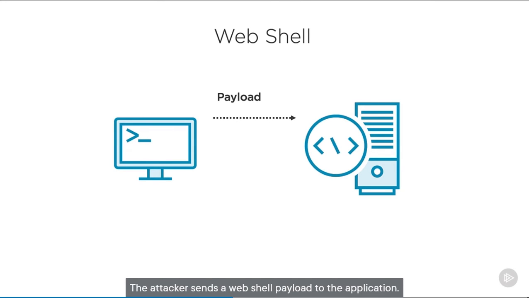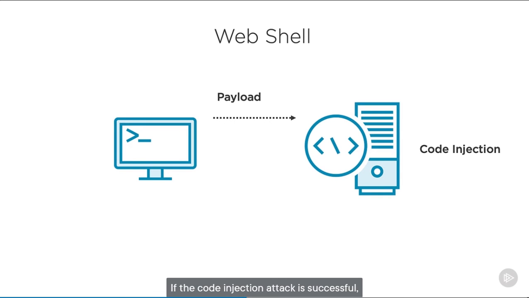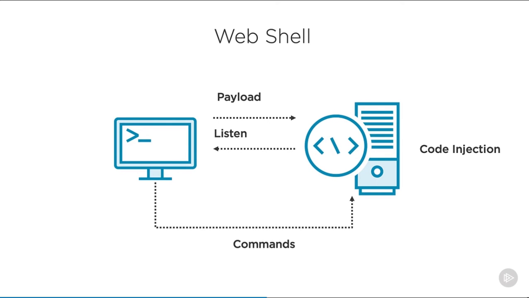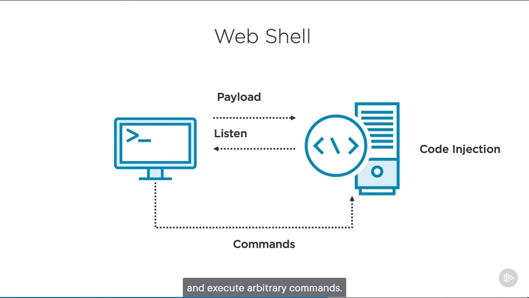The attacker sends a web shell payload to the application. If the code injection attack is successful, the compromised server starts listening to commands over the HTTP protocol. The attacker can use the web shell to scan the network or escalate access to the server. Code injection attacks against server-side JavaScript applications running on Node.js make it easy to create a web shell. Injected code can easily use the built-in HTTP and OS modules to listen and execute arbitrary commands.